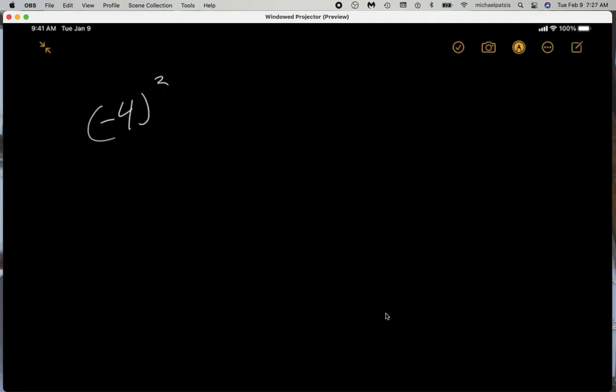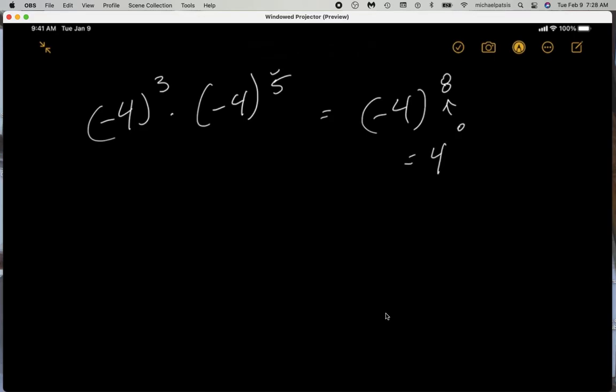Common base, multiplying, keep the base the same, and we add the exponents. Okay. Now, quick note, if you are raising a negative number to the even power, this is going to be the same as 4 to the 8th.